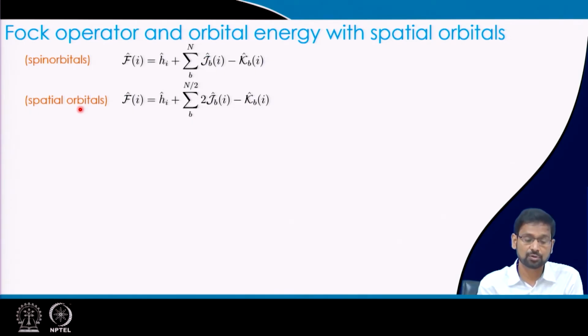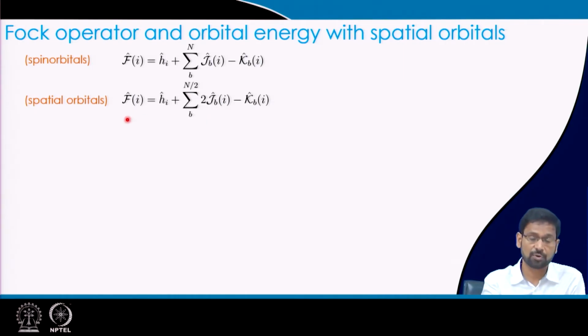Now, when I convert that to spatial orbital language, I would have the same Fock operator corresponding to electron i, with this core energy, plus the sum which goes, instead of n, to n by 2, because I have that many spatial orbitals, and for the same reason that we discussed, we have twice the Coulomb operator minus the exchange operator.